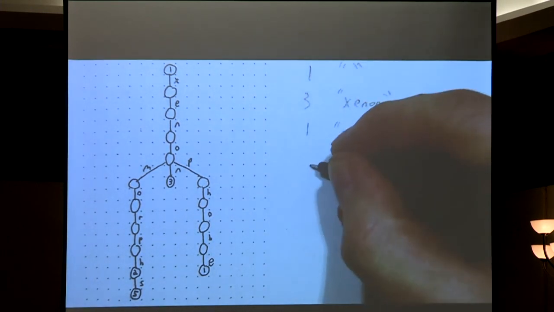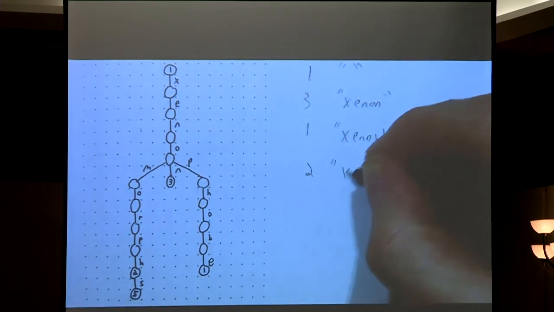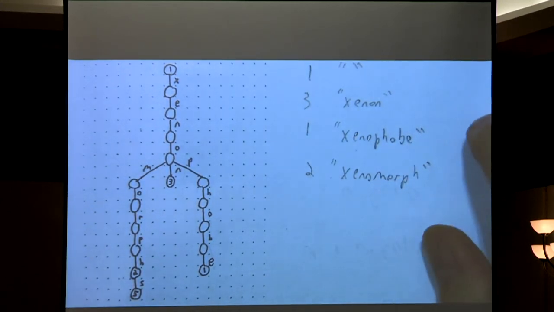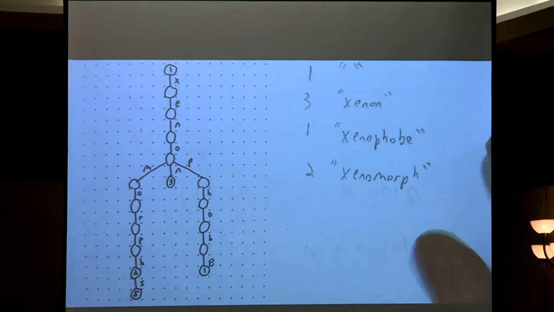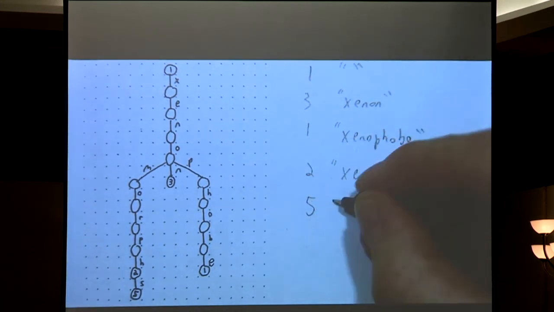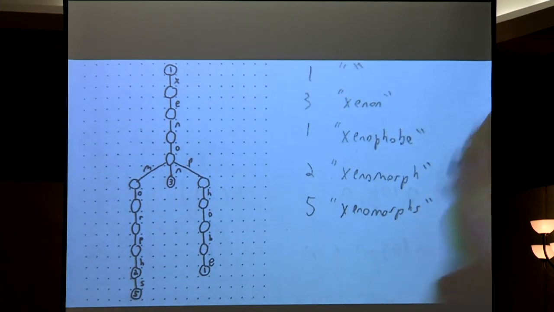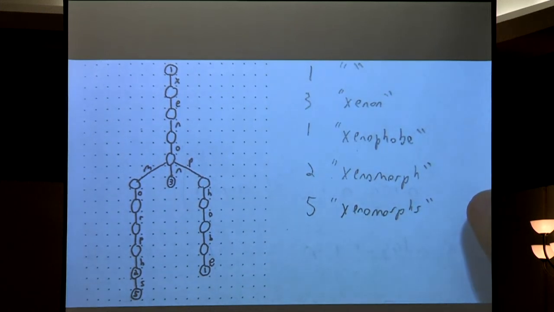Two xenomorphs. What is xeno? What is xenomorph? Okay. We're going to insert something into the trie in a second that might give that away. We have 5 xenomorphs. If you got 5 xenomorphs, that's a bad situation. I'll tell you that right now. Okay.